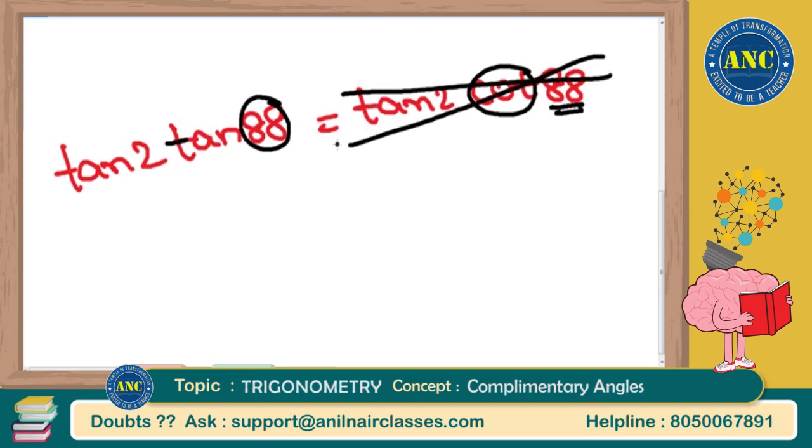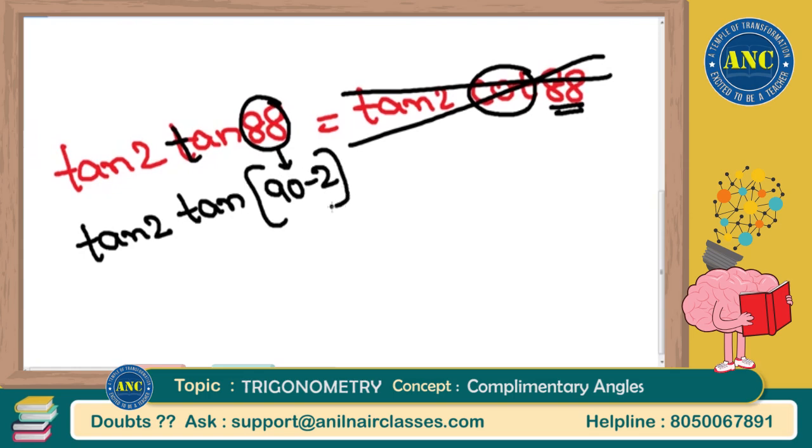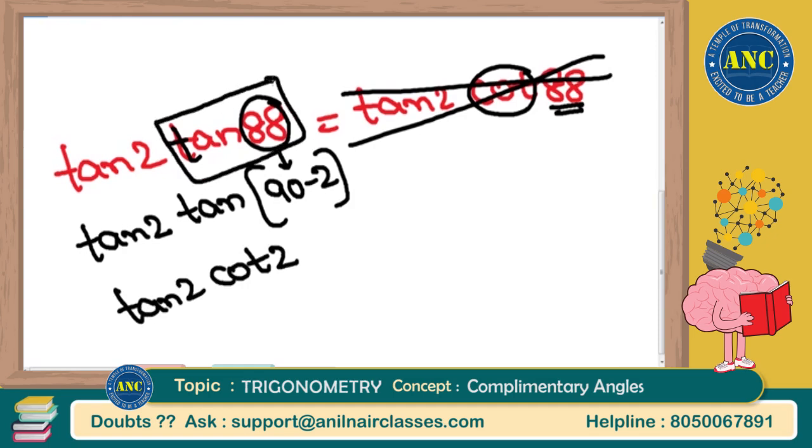What you actually need to write is, if I solve it in a step by step method for your understanding, I write this tan as it is. 88 can be written as 90 minus 2, and tan of 90 minus 2 is nothing but cot 2. That means tan 88 is nothing but cot 2, not cot 88, because they are reciprocal. The product of reciprocals will always be equal to 1.